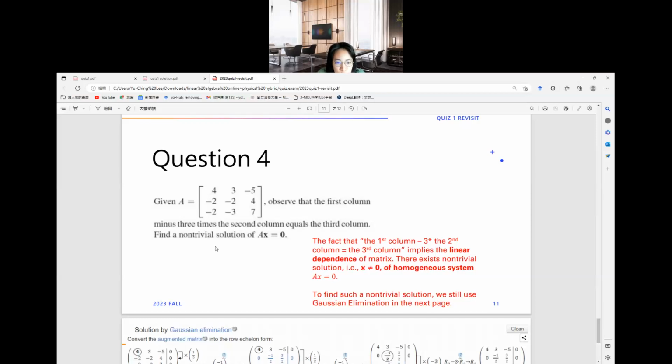But then the question wants us to find such a non-trivial solution. So even though you do not exactly remember the terminology right here, you can still find a non-trivial solution of Ax equals 0, because even though it's a homogeneous system or linear system, the process is Gaussian elimination. We all use the same process, Gaussian elimination, to solve such a problem. So we're going to perform the Gaussian elimination for this matrix A in the next page.